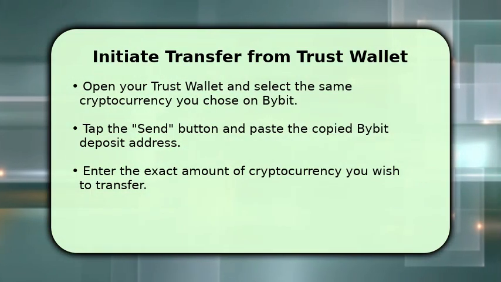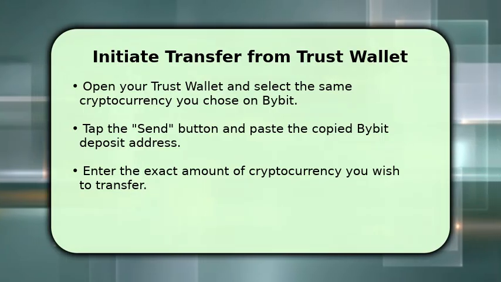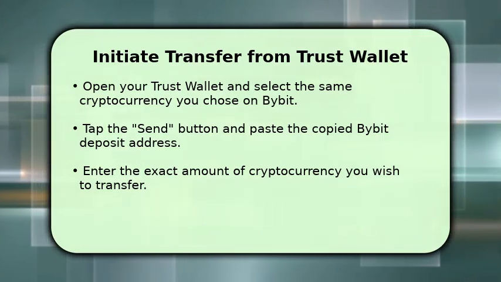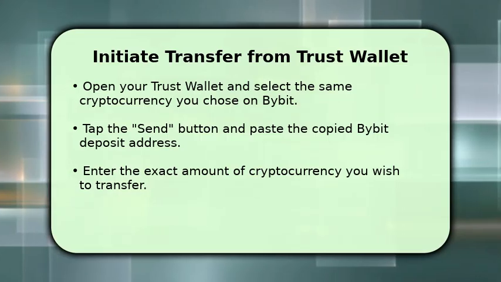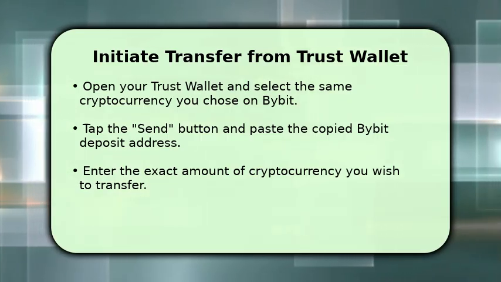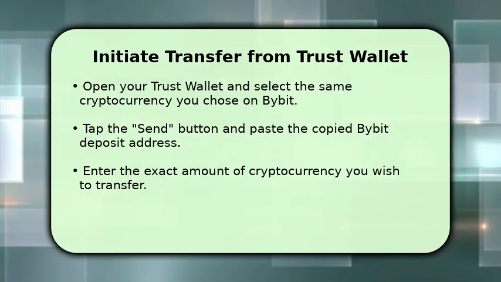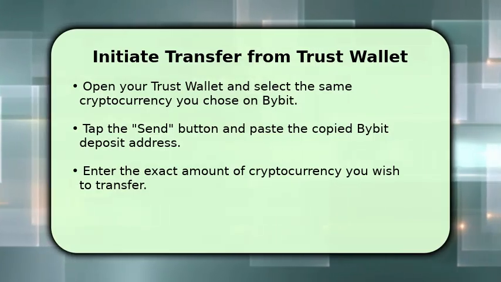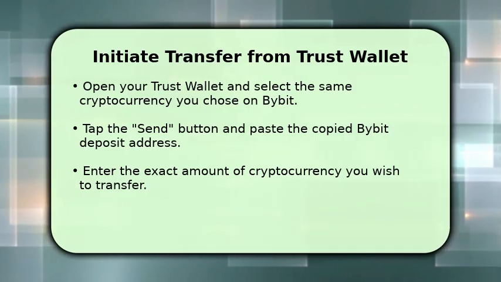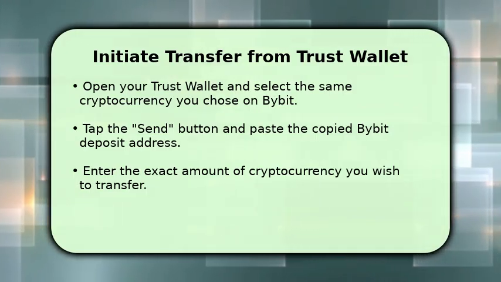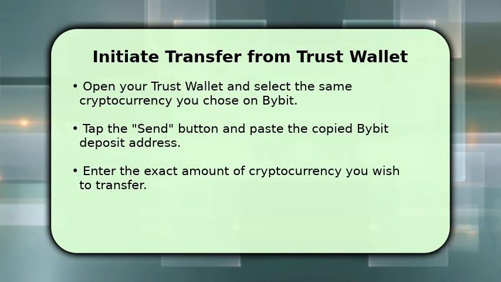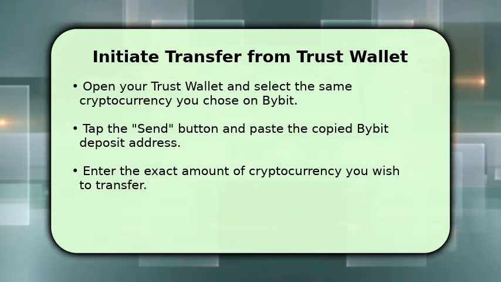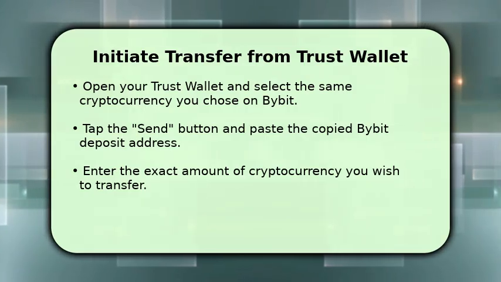Now, open your Trust Wallet application and select the identical cryptocurrency you chose on Bybit. Tap the Send button, which will prompt you to enter the recipient's address. Carefully paste the Bybit deposit address you copied earlier into this field. Next, input the precise amount of cryptocurrency you want to send. Before proceeding, thoroughly review all transaction details, including the network fee, which is typically a small amount, often less than $1, paid in the native network coin.